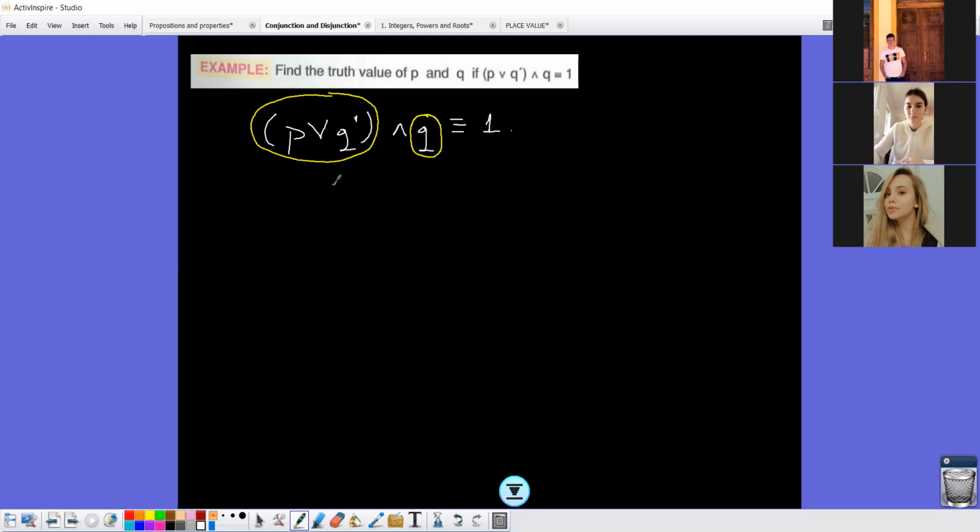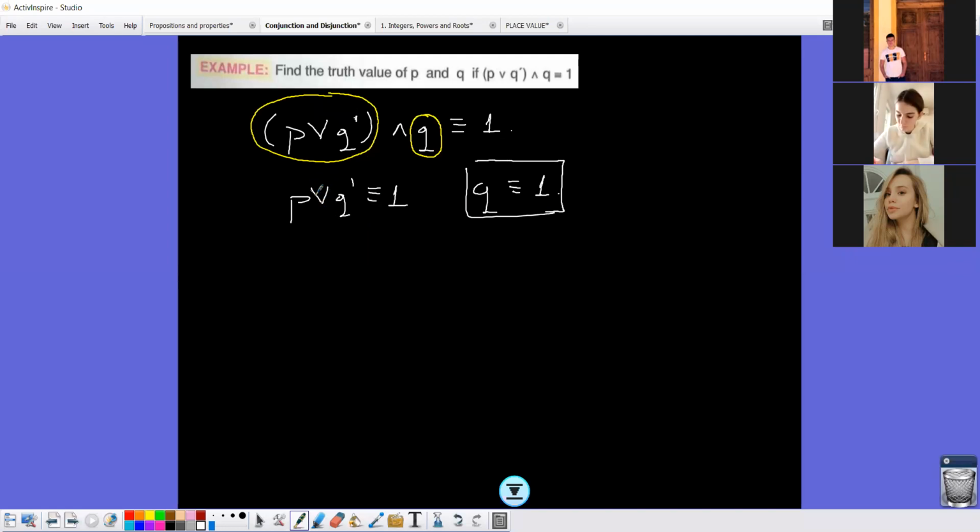Yes. So when we have and, if the result is 1, what do we need to have? Both of them to be correct, to be true. Both of them to be 1. It means that the first proposition, P or Q prime, has to be 1 and Q has to be 1 according to the truth table. Okay, are we clear with this? Yes. Now, here I know the truth value of Q. I found it.